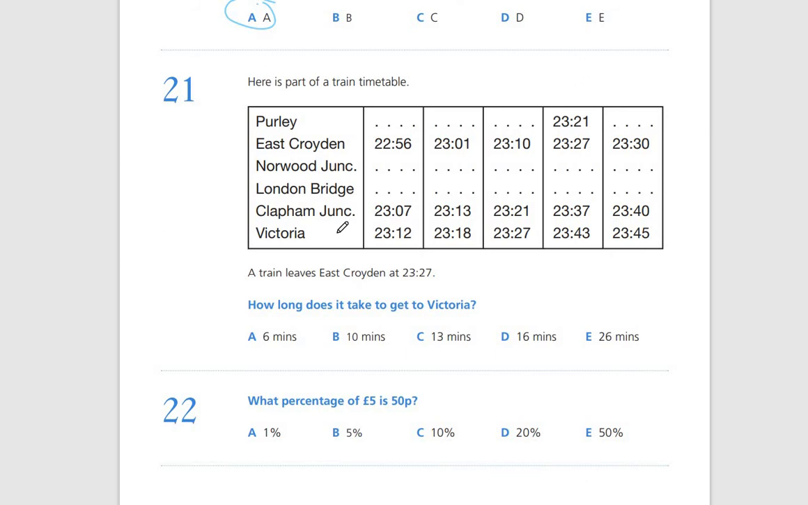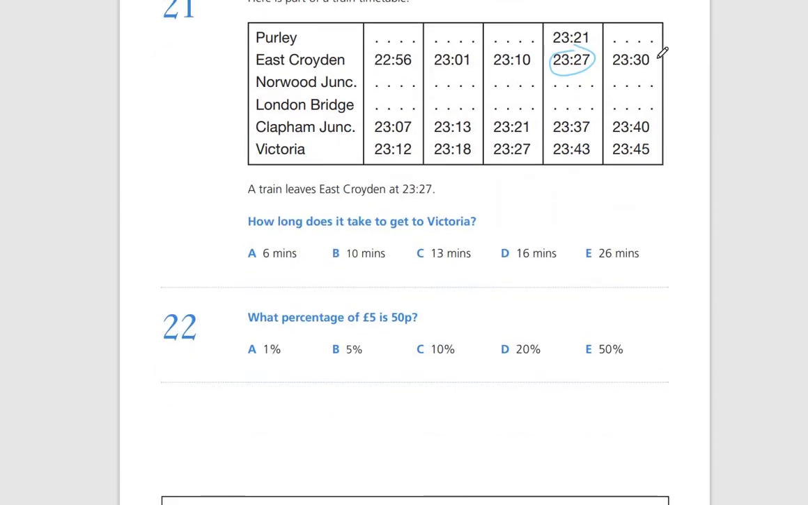As part of a train timetable, a train leaves East Croydon at 23:27. But this is based on England, so anyone watching not in England, just ignore this and just think that these are just random ones, because if you don't live in England, you probably won't know what Purley is, or London Bridge, or Norwich Junction, or Clapham Junction, or Victoria, or East Croydon, even though Croydon is spelled wrong. But yeah, just don't care about it.